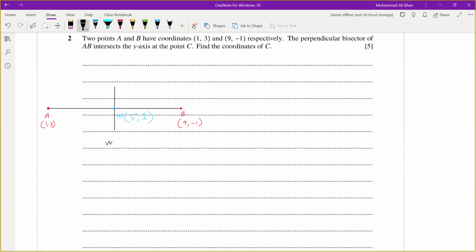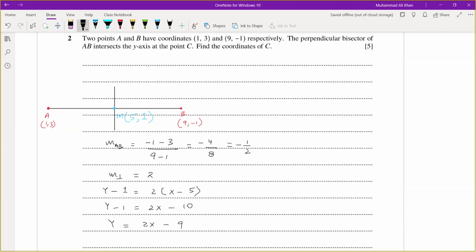And after that, the gradient of AB. The gradient of AB is y2 minus y1 over x2 minus x1. So it will be minus 4 over 8, and the gradient is minus 1 over 2. If this is the gradient of AB, then the gradient of perpendicular is negative reciprocal, which is 2. Therefore, by using the formula y minus y1 equals m(x minus x1), x1 is 5, y minus 1 equals 2x minus 10, and y equals 2x minus 9 is the equation of perpendicular bisector.